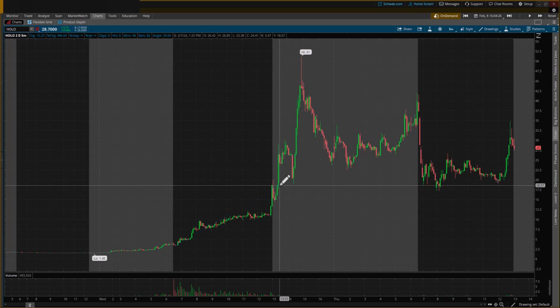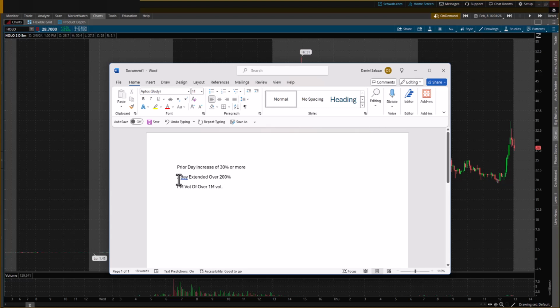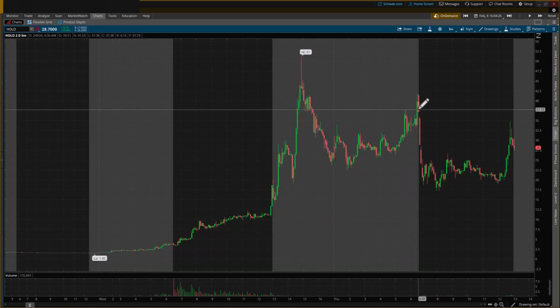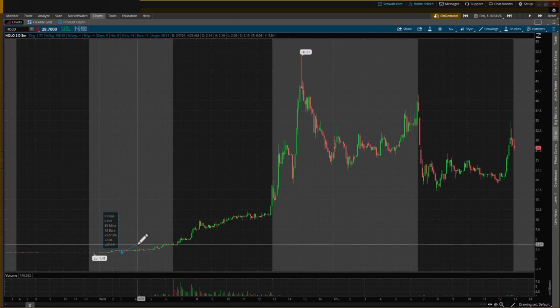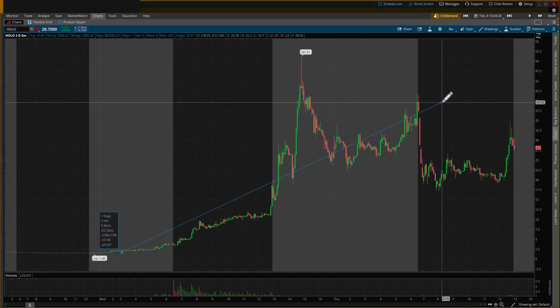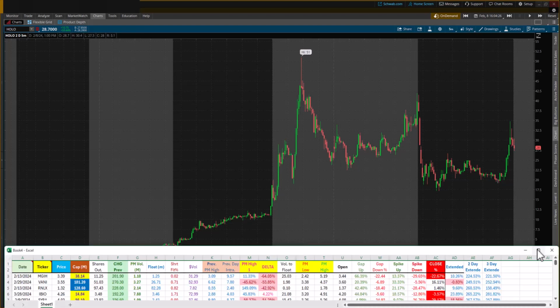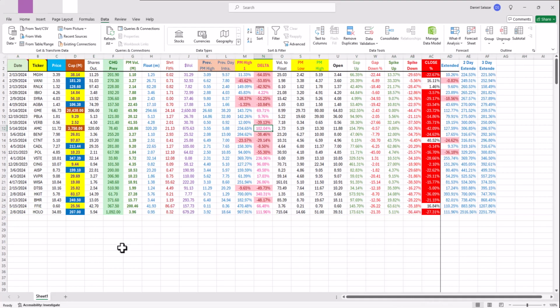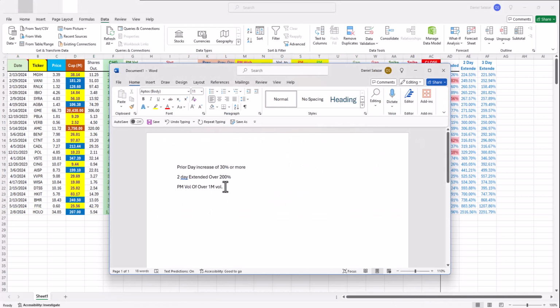First requirement checked. Second requirement, 2-day extended, has to be over 200%. So if this is the open, from here is 1-day extended. From here is 2-day extended. So we have a 2-day extended of over 2,300%. That's incredible. So it was very likely that this one was going to drop. All of these that I have filtered right here, they all pretty much meet these 3 criteria.